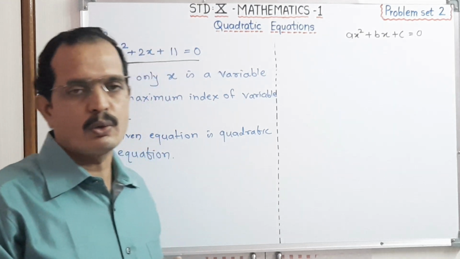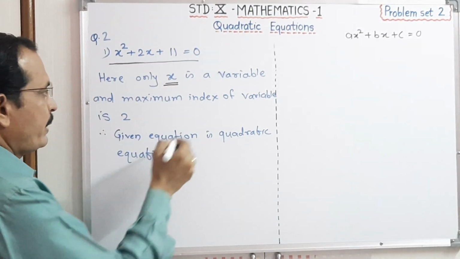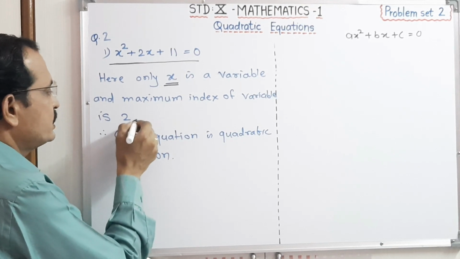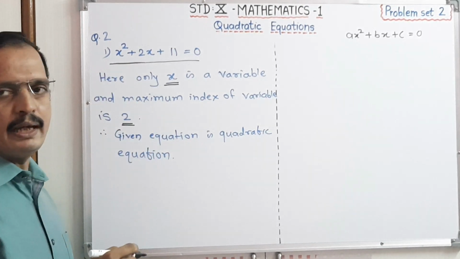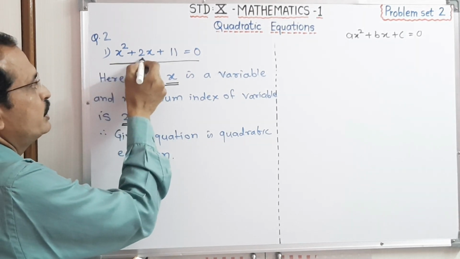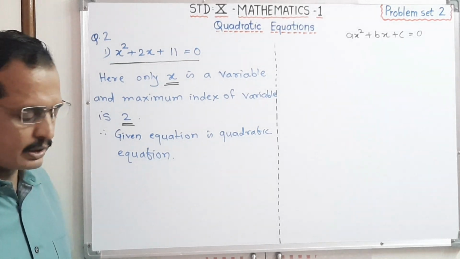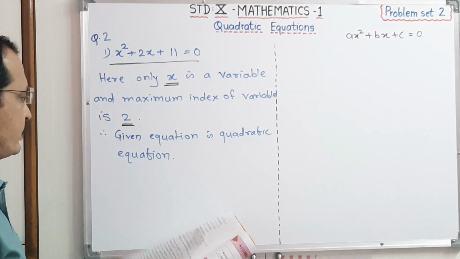Two conditions we have to follow. First, one variable is there and the maximum index of this variable is 2, and the values of a, b and c are real numbers. Here the value of a is 1, b is 2 and c is 11. All these are real numbers. Now see the second equation.